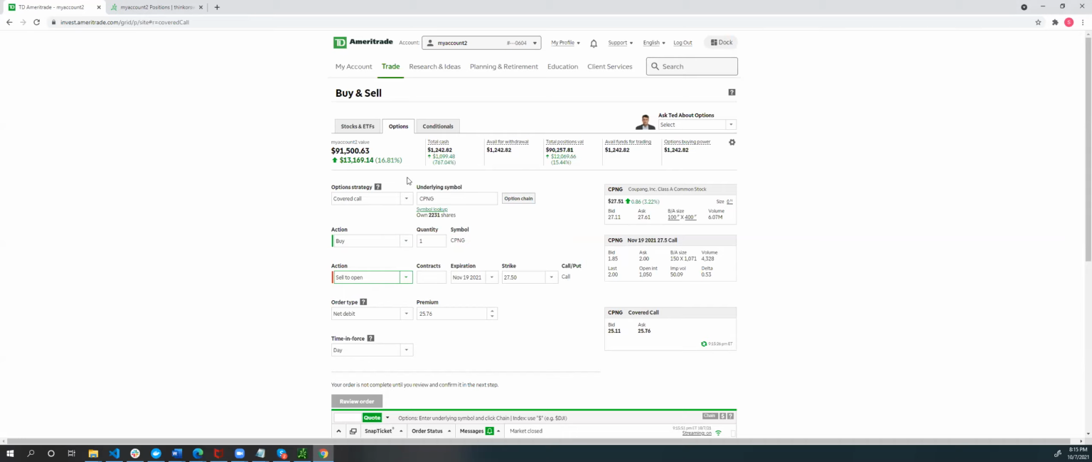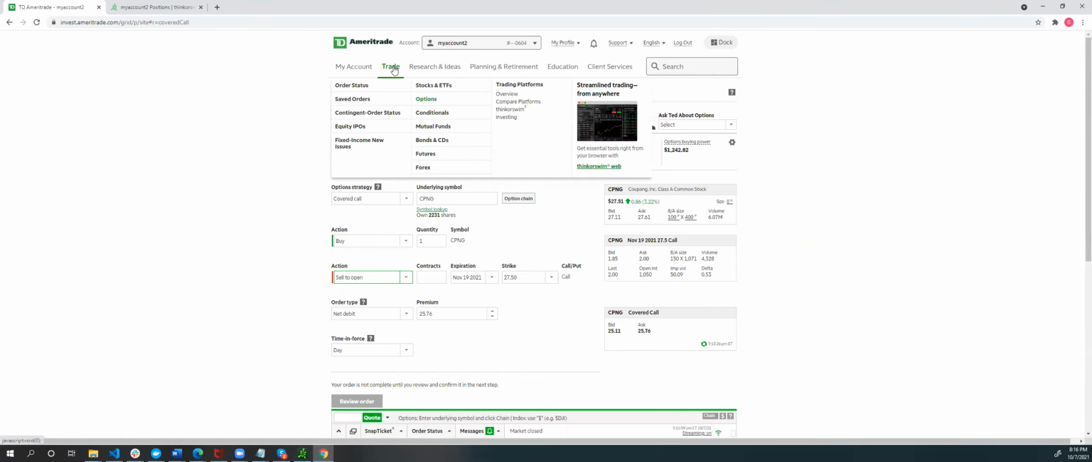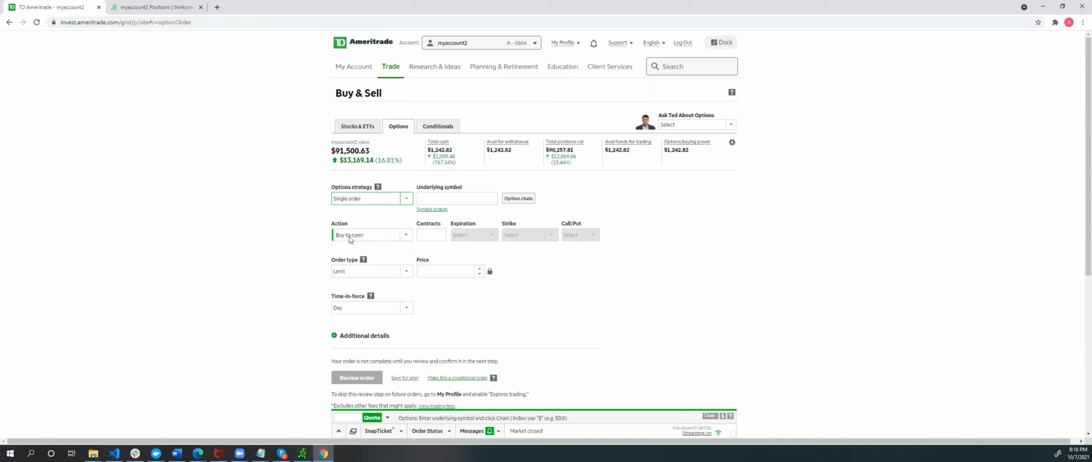Oh, sorry. So this one is actually where you can execute a strategy where you're buying the stock as well as the option at the same time, meaning at the same time you're selling the option as well. So let's clear that, trade options.